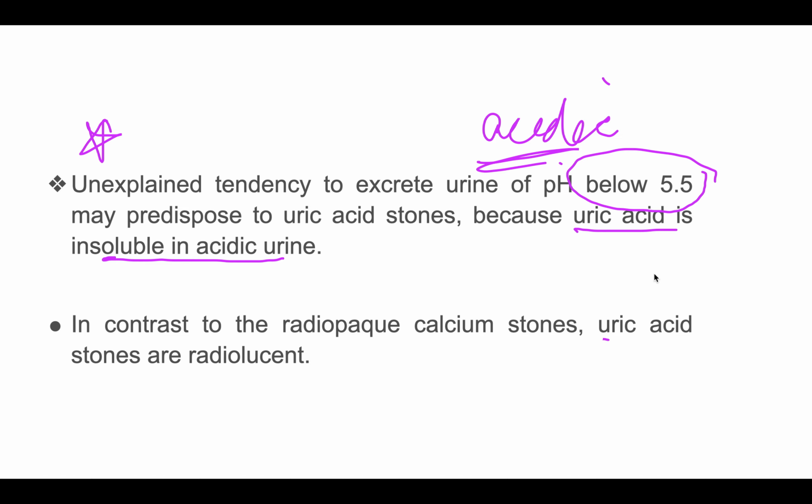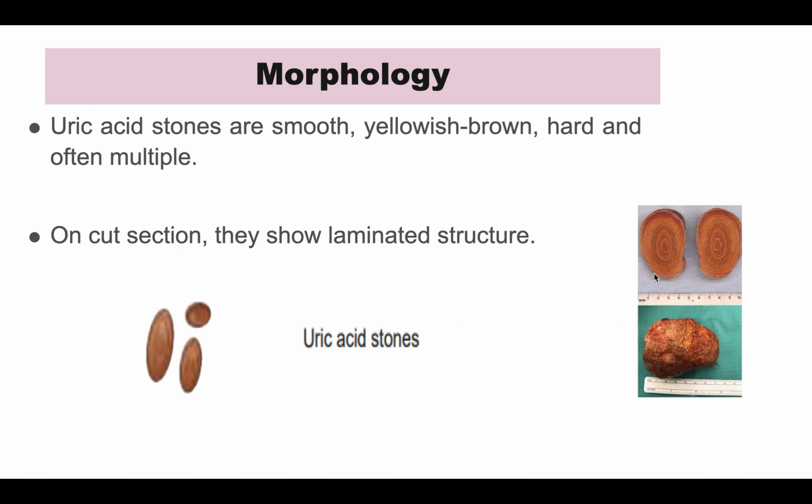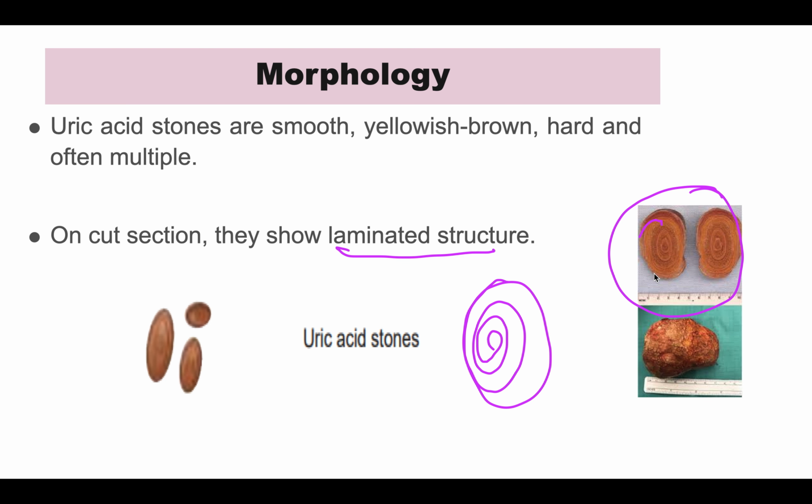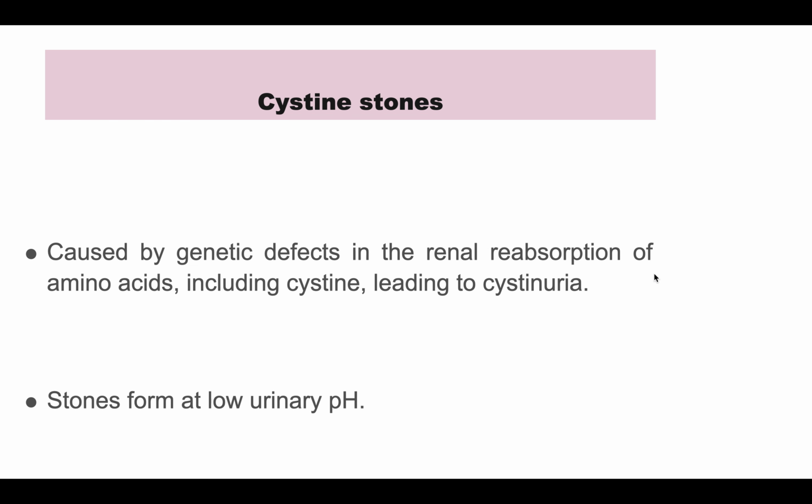Now these stones are radiolucent because they do not contain any calcium. Then morphology: how do they look? They are very smooth stones. They are yellowish brown, and on cut section they have a lamellated appearance. They have typical lamellations present. If you see over here, this is the cut section. You have lamellations like wood has lamellations. It has a laminated structure.